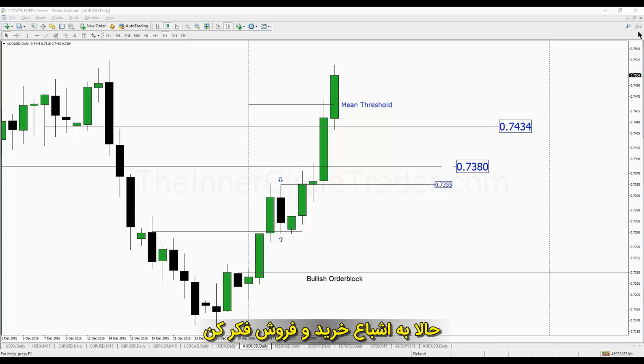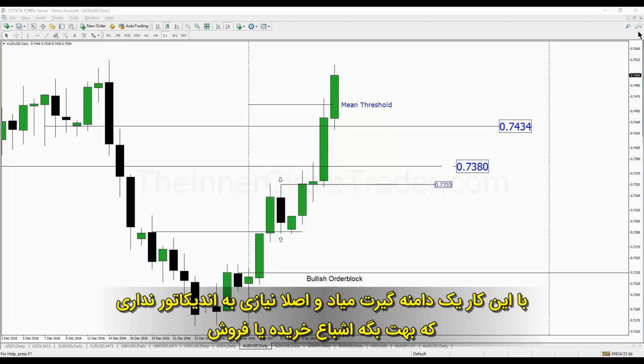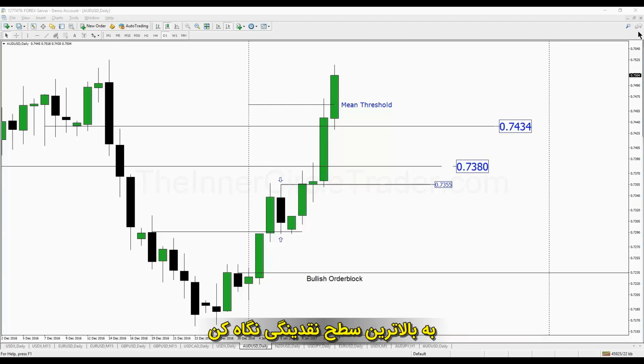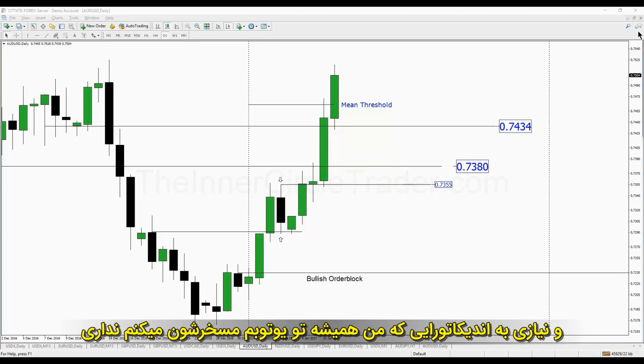Now think in terms of overbought and oversold. You will be able to define a range by doing that. You don't need an indicator to tell you if you're overbought or oversold. Look at the highest level of liquidity in the form of a high in the last 60 days and the lowest low in the last 60 days. That's your real overbought and oversold. You don't need an indicator for that.